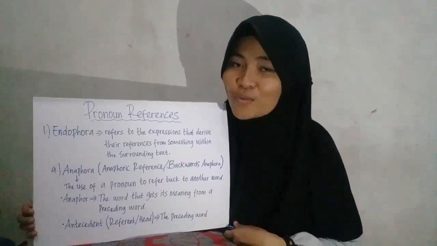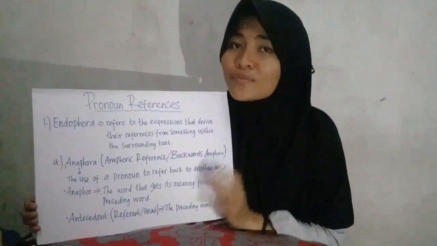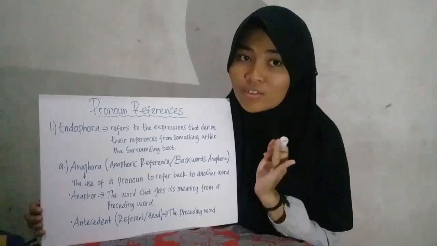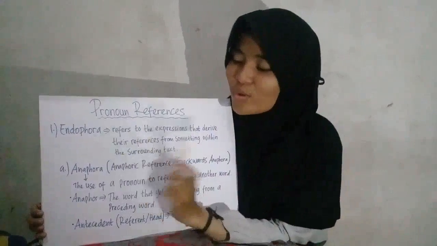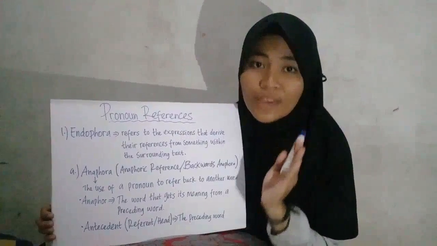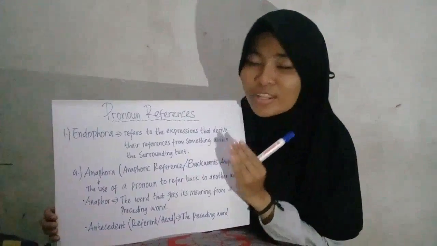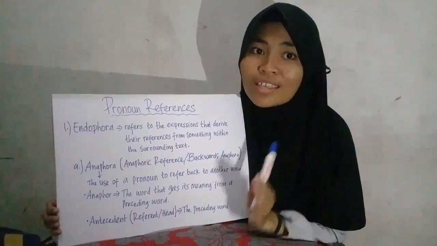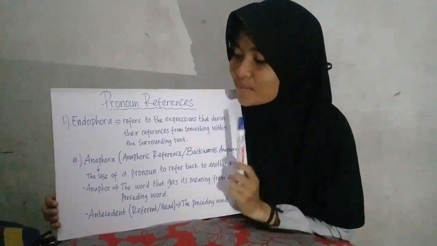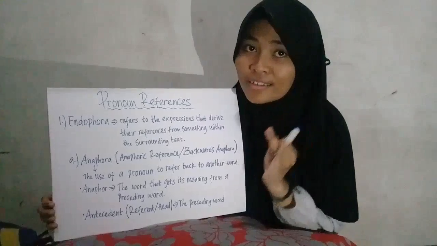Okay, now we talk about pronoun references. Well, basically, pronoun references are divided into two main parts, endophora and exophora. Okay, the first one is endophora. Well, endophora refers to the phenomenon of expressions that derive the references from something within the surrounding text. Endophora itself can be divided into two main subcategories, anaphora and cataphora.